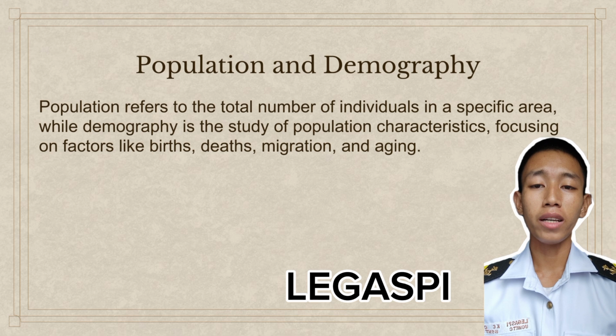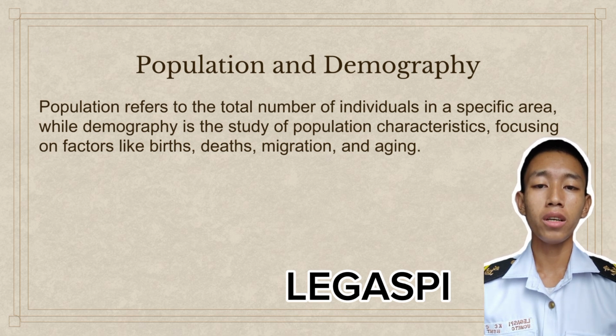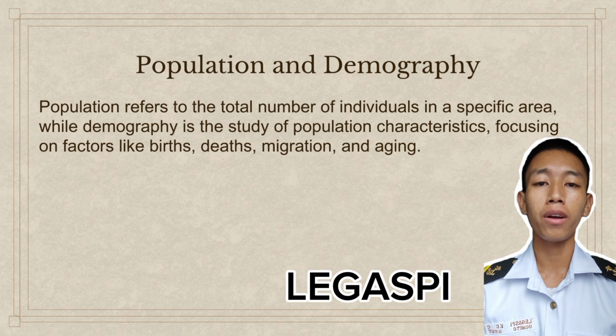Demography, on the other hand, is the scientific study of populations, particularly humans. It involves analyzing data on births, deaths, migration, and aging to understand population dynamics. Demographers focus on various factors such as fertility rates, life expectancy, population density, and the age and sex distribution within the population. Together, population and demography help in understanding how populations change over time and the social, economic, and environmental factors that influence these changes.